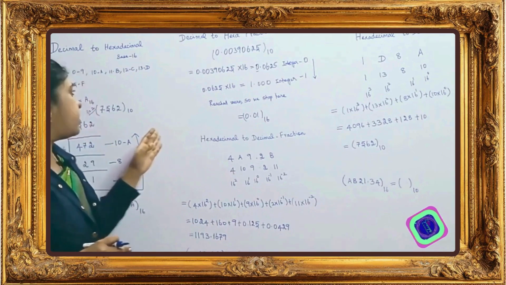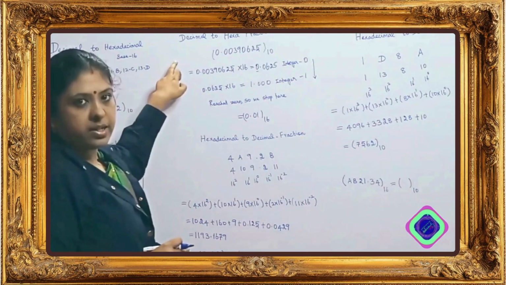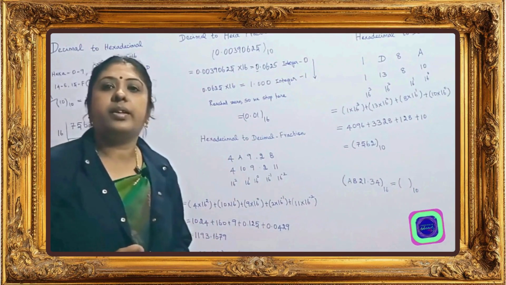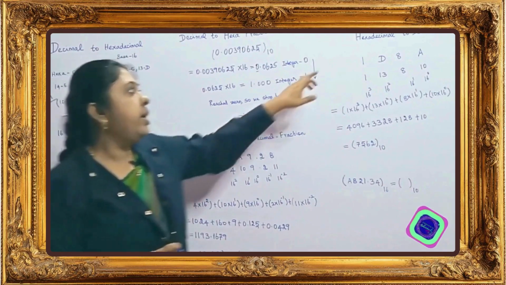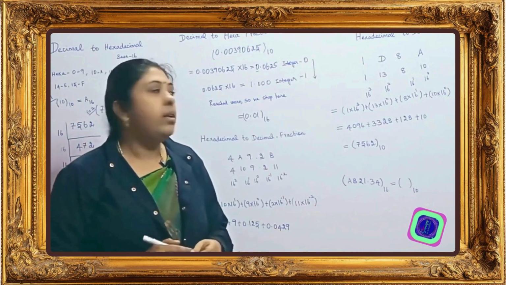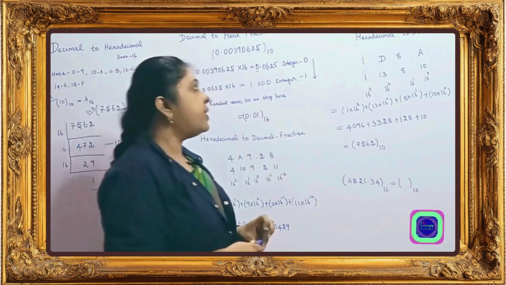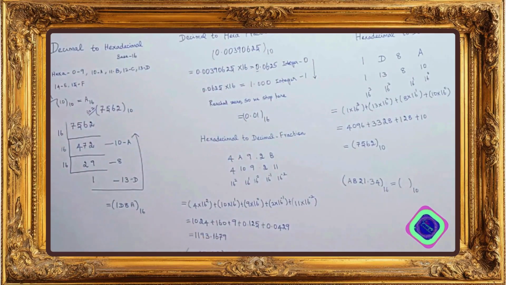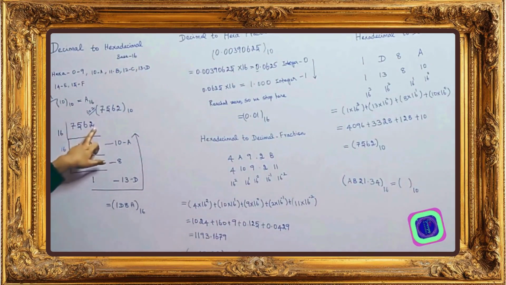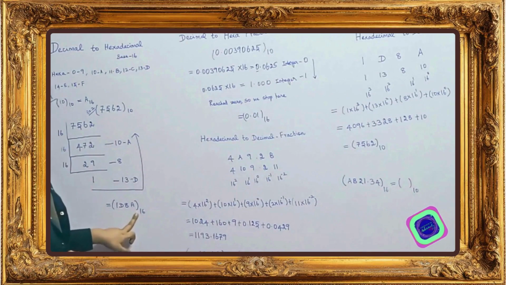So now we had discussed decimal to hexadecimal, as an integer part and as a fractional part. Now we are going to learn about hexadecimal to decimal. When the number is given in hexadecimal, we have to convert it into the decimal format. So consider the same example. In the first example, we had discussed the decimal number 7562, in which we reached the answer 1D8A.